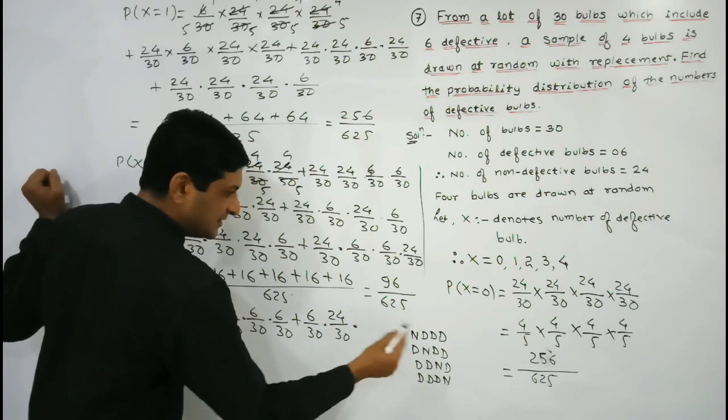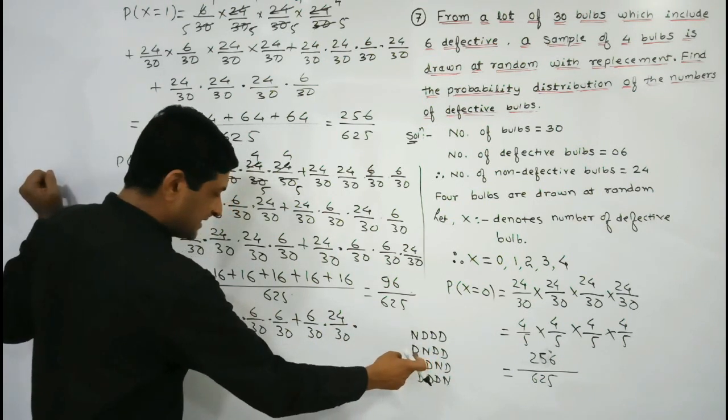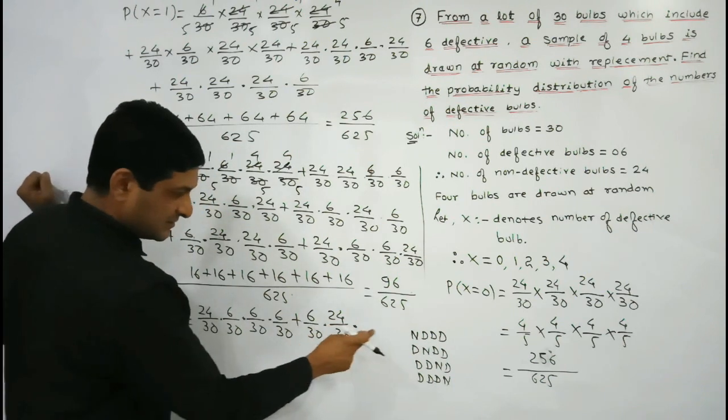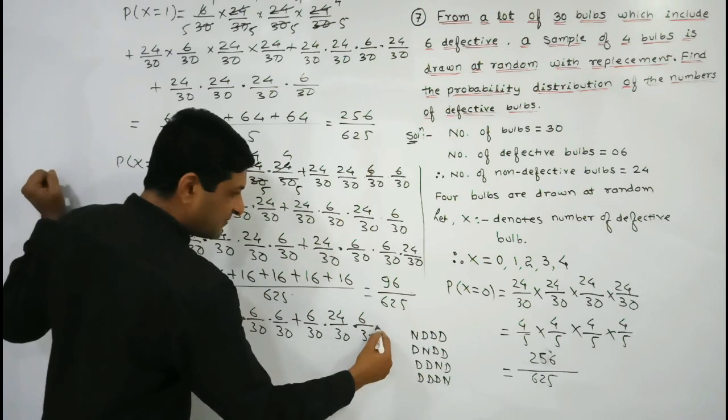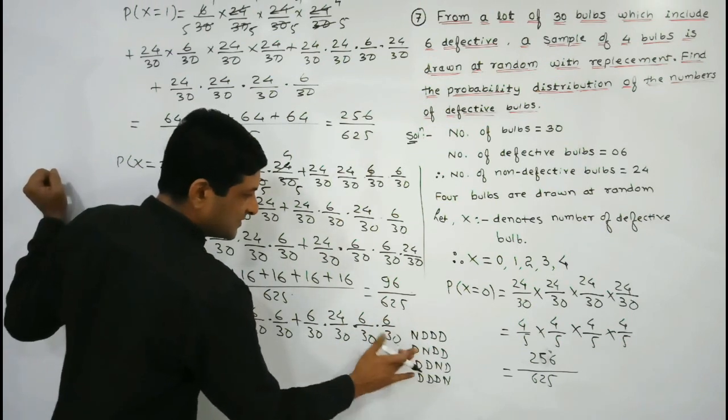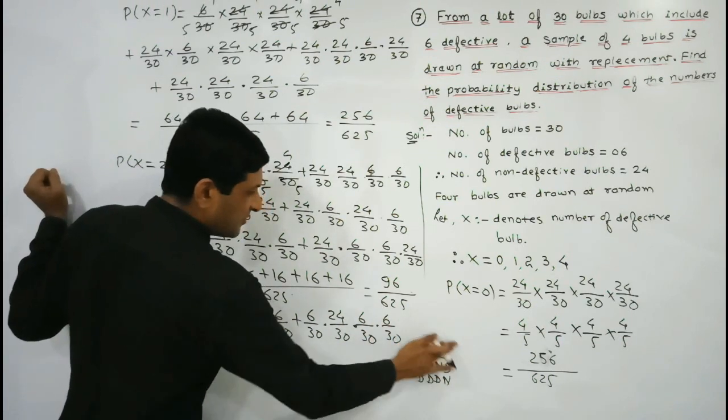Again, here in the second case, defective means again 6 upon 30 and defective means 6 upon 30, isn't it? So we have written here the probability of the first 2 cases.